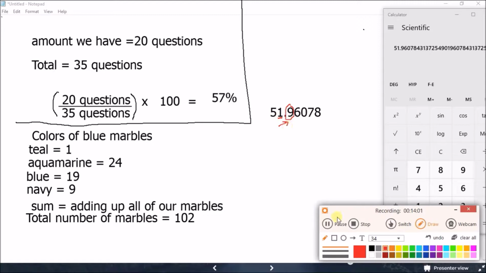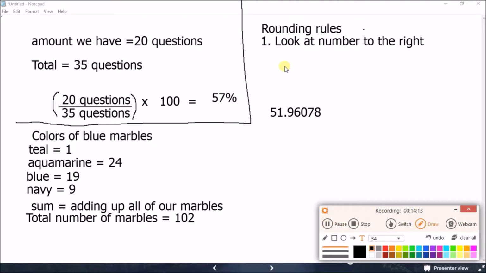Alright, so rounding rules. You might want to write these down so you can remember them if you don't remember rounding rules. Our first rounding rule: you're going to look at the number directly to the right of the number you want to be rounding. So for now we want to go to the ones place, and it happens to be a 1. We're going to look to the right of the number we want to round to. So we're going to look at this tenths digit, this first decimal.